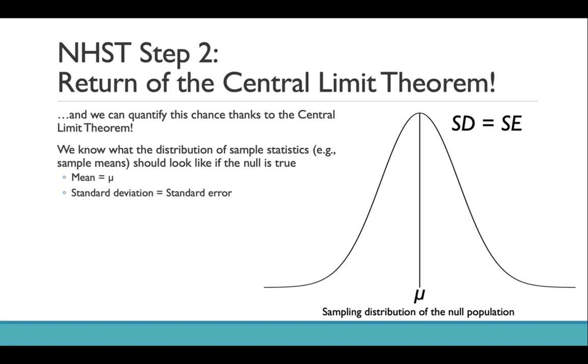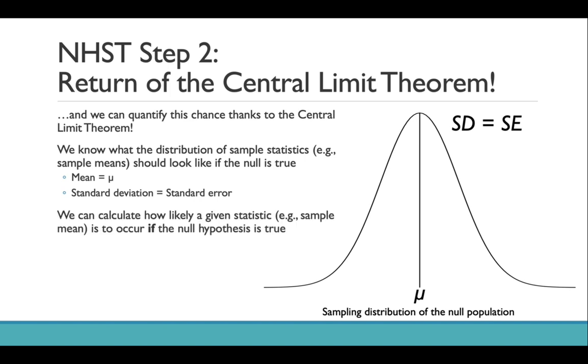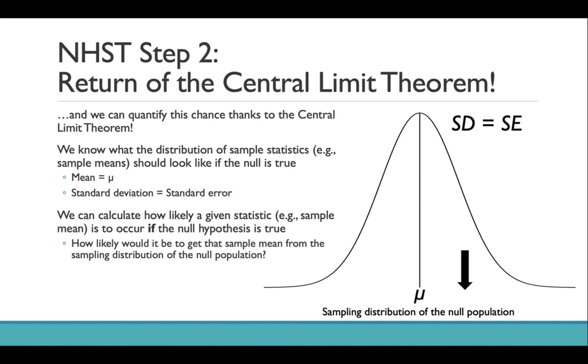Now, because we know what this distribution of statistics will look like if the null is true, we can calculate how likely a given statistic, for example, a given sample mean, is to occur if the null hypothesis is true. In other words, how likely would we be to get that sample mean from the sampling distribution of the null population? So let's say that our sample mean falls here. Notice that's greater than the population average, but it's still within sort of the central body of the distribution. So it's not incredibly likely, but it's not unlikely either.